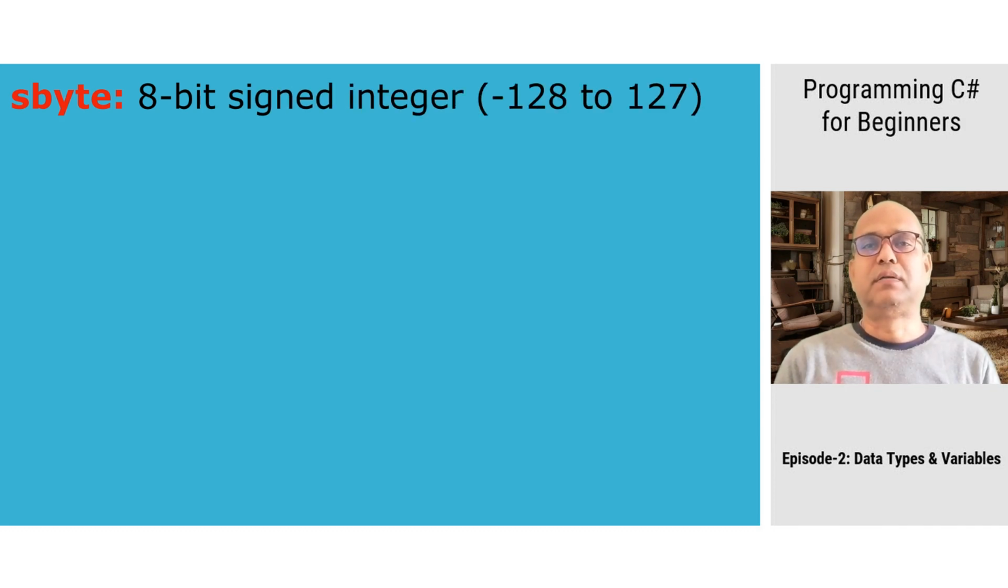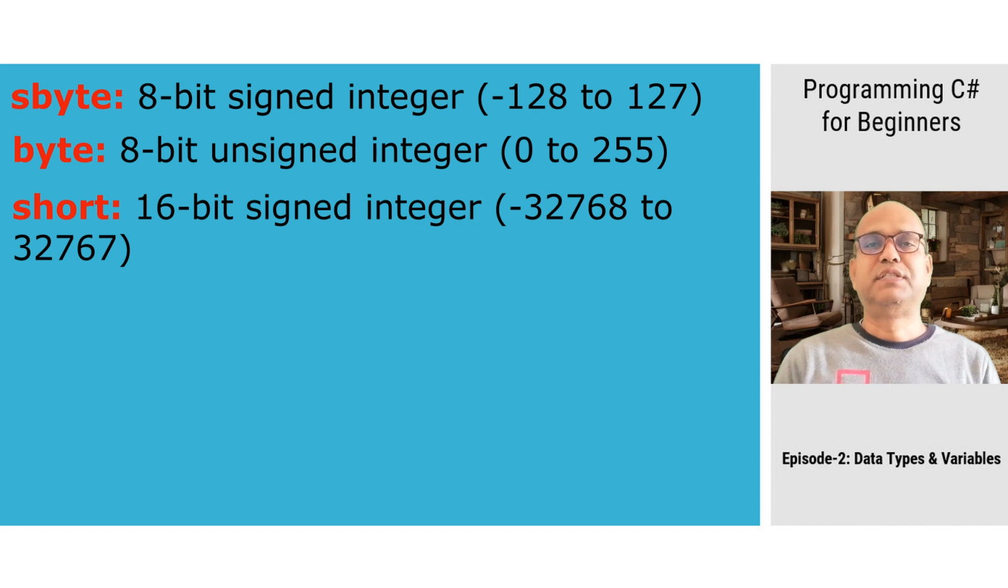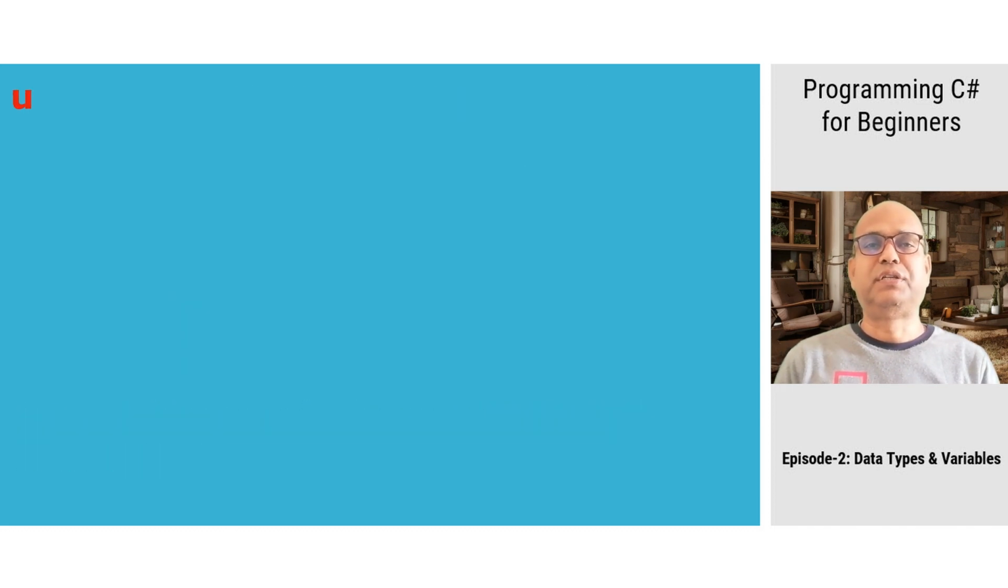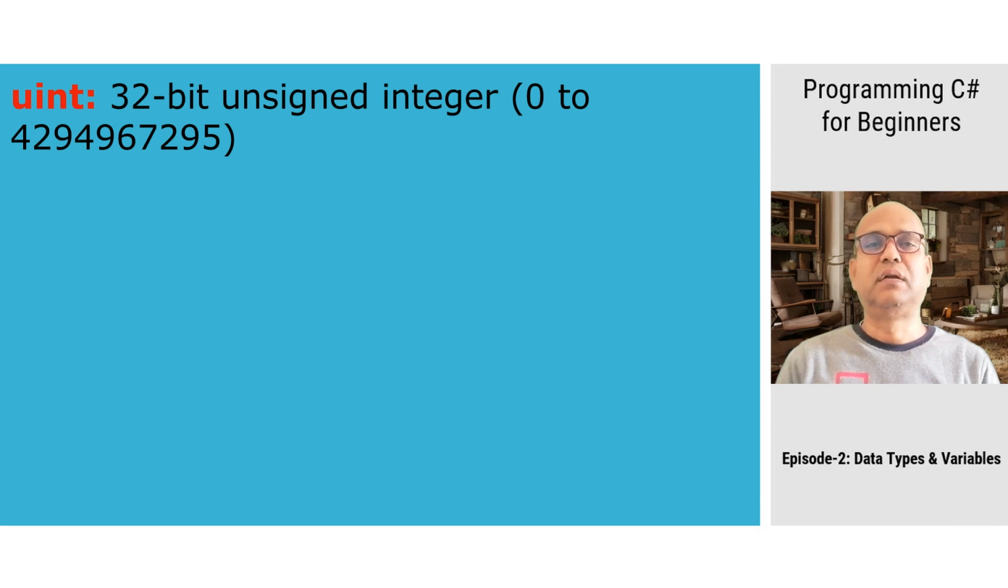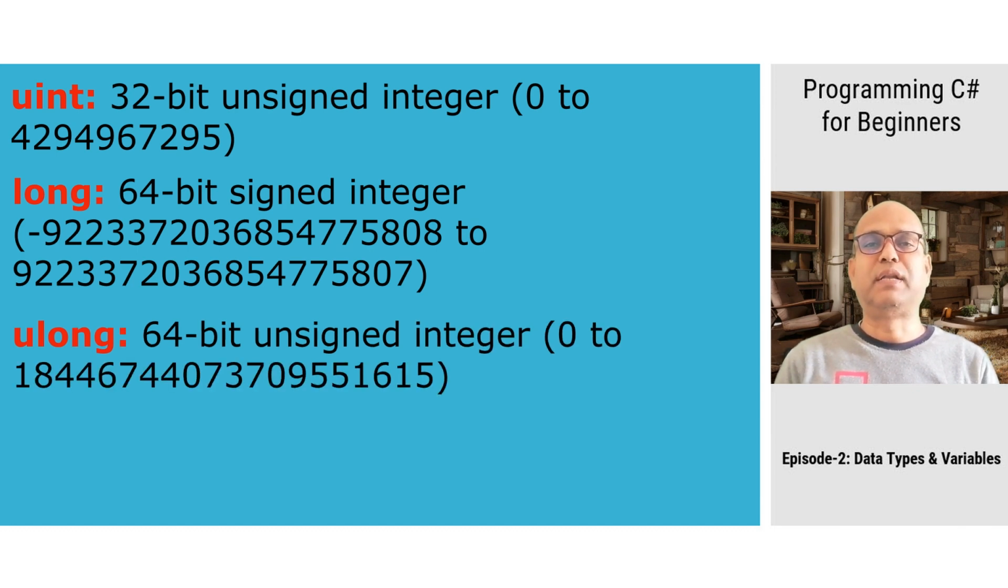8 bit signed integer, minus 128 to 127. Byte, 8 bit unsigned integer, 0 to 255. Short, 16 bit signed integer, minus 32,768 to 32,767. Ushort, 16 bit unsigned integer, 0 to 65,535. Int, 32 bit signed integer. Uint, 32 bit unsigned integer. Long, 64 bit signed integer. Ulong, 64 bit unsigned integer.